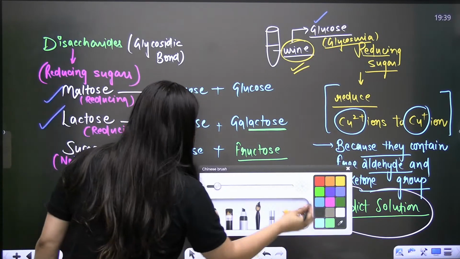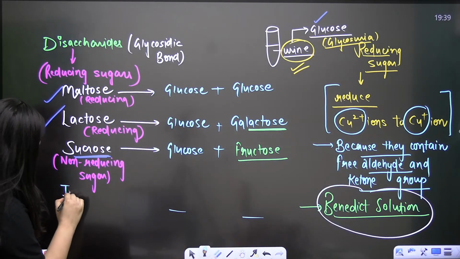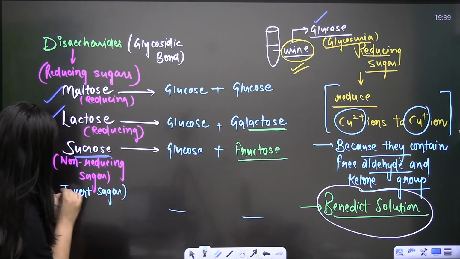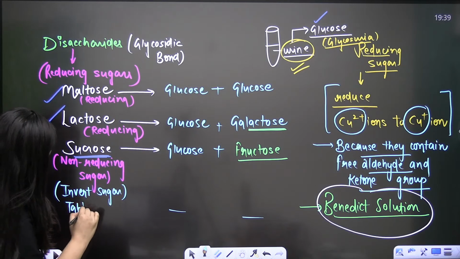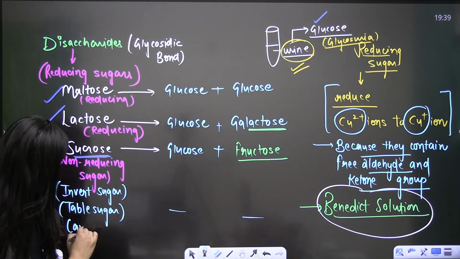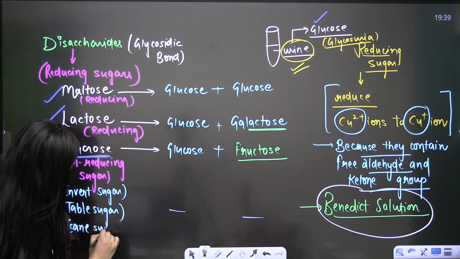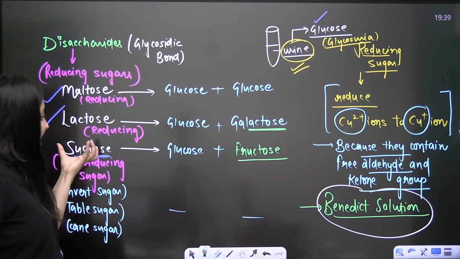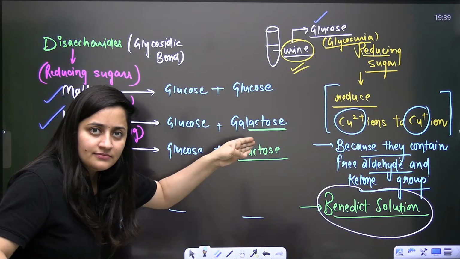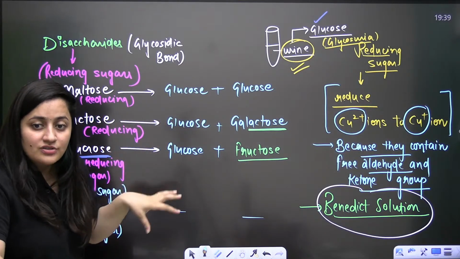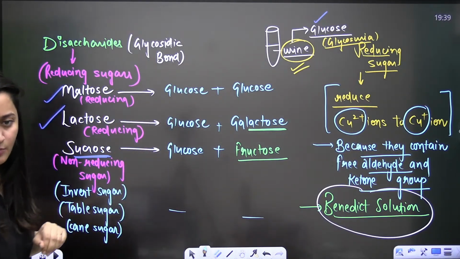And this sucrose is also known as invert sugar. It is also known as commercial sugar, table sugar, cane sugar. And do you know why we call it invert sugar? Because it rotates the plane polarized light. This disaccharide, when it is in the form of glucose and fructose, can rotate the plane polarized light. This will be explained in your class 12 biomolecules chapter.